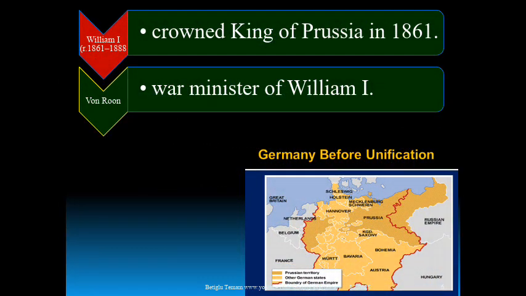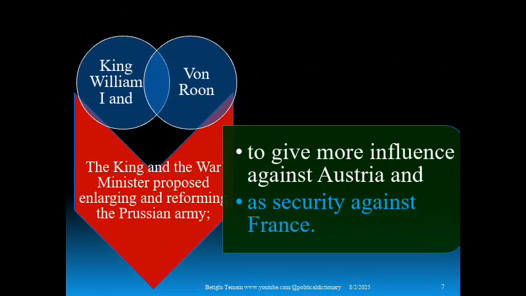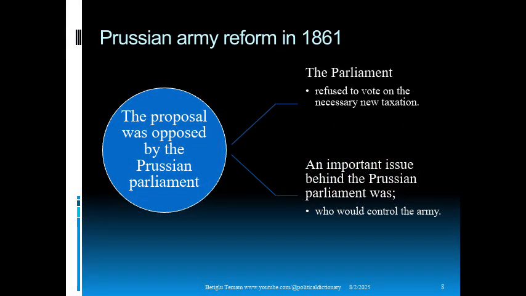In 1861, William I (1861 to 1888) was crowned King of Prussia. He and his war minister, von Roon, proposed enlarging and reforming the Prussian army to give Prussia more influence against Austria and as security against France. But the proposal was opposed by the Prussian parliament, which refused to vote on the necessary new taxation. An important issue behind the Prussian parliament was who would control the army.